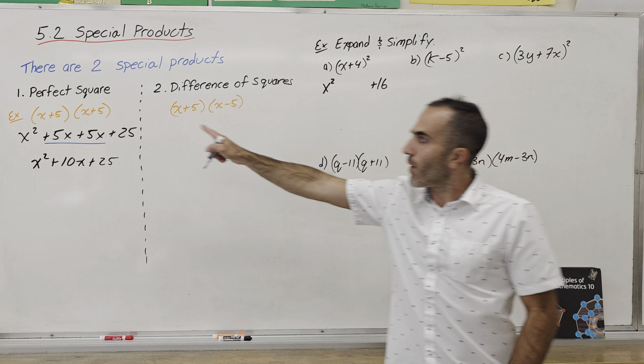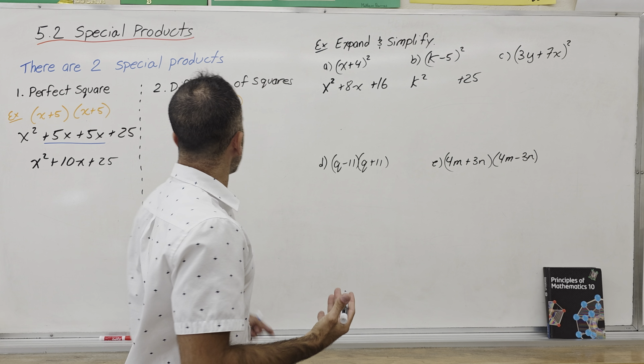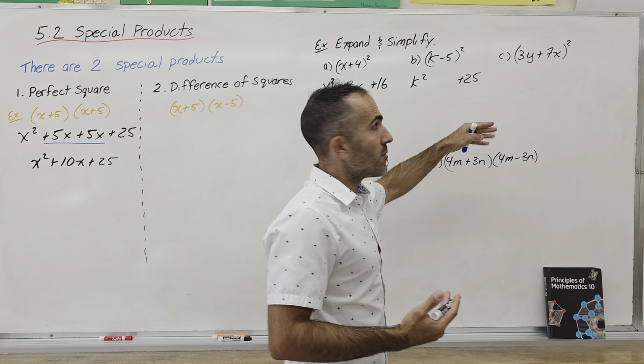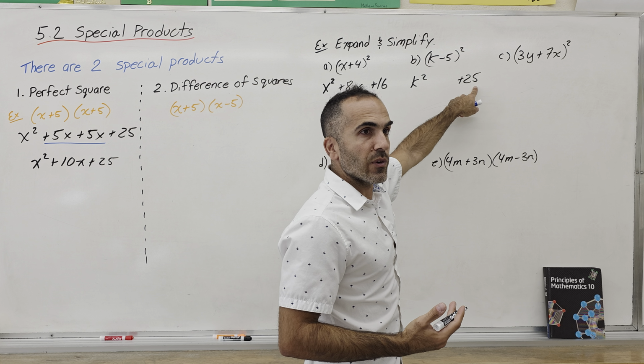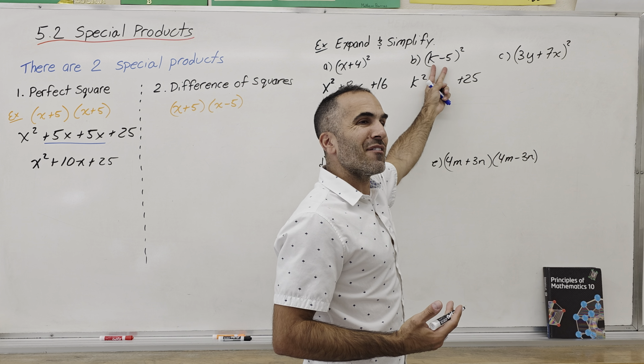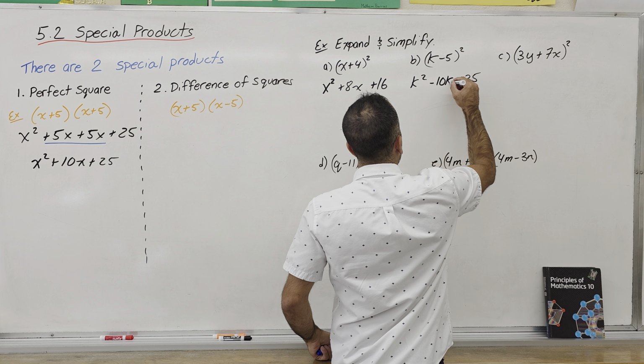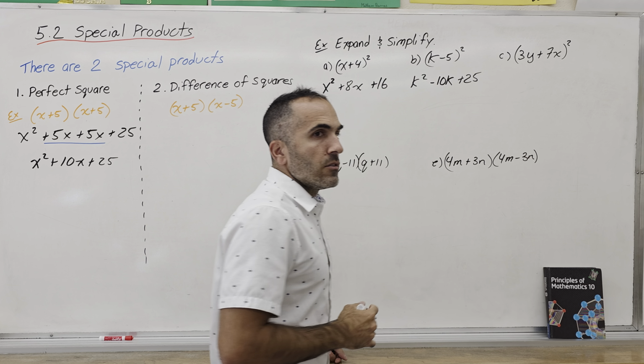It's really easy. Like, take a look at this. K squared, positive 25. You can't have a perfect square unless that number's positive. Okay, so that's important. Negative 5 times negative 5 is positive 25. In the middle, negative 5k doubled is negative 10k.